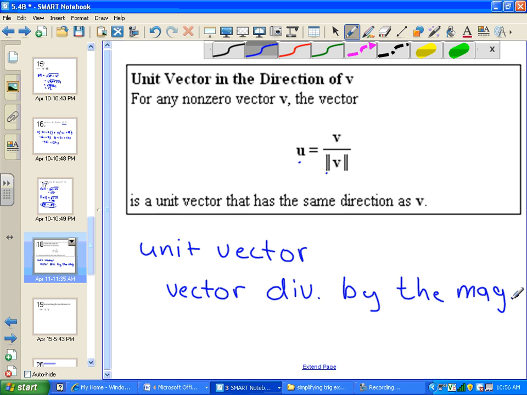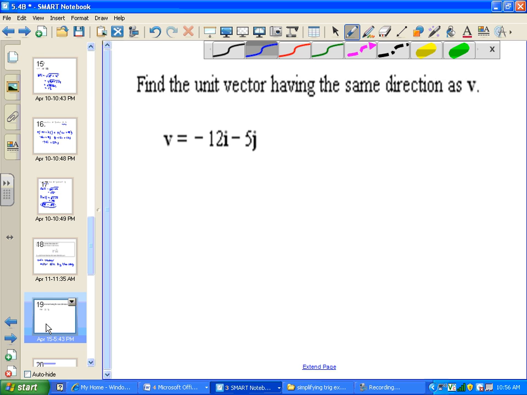So let's look at finding a unit vector. I got all that? I'll need to go down and let you copy the list. It says find the unit vector having the same direction as V. So we want a vector that goes the same direction as V does, but a unit vector is only going to have a magnitude of 1. We've got to make that happen. Now, go back to our formula and copy that down. So the unit vector is equal to the vector divided by the magnitude of the vector.